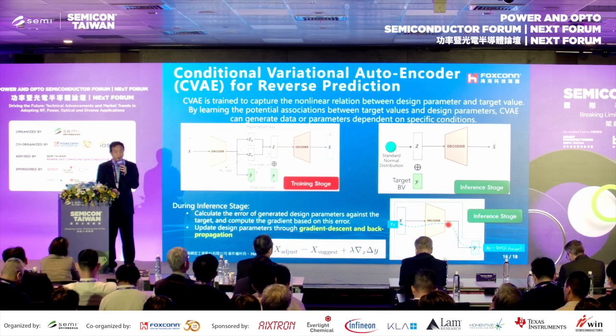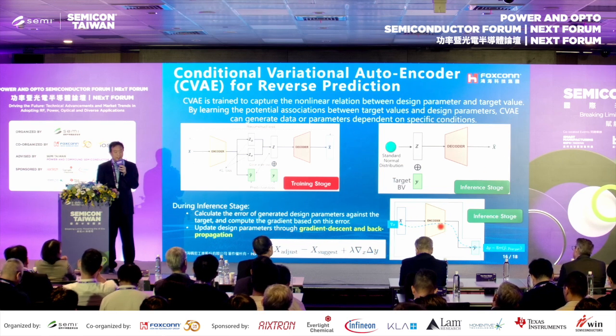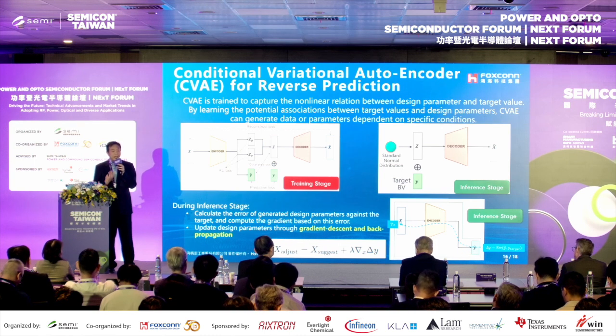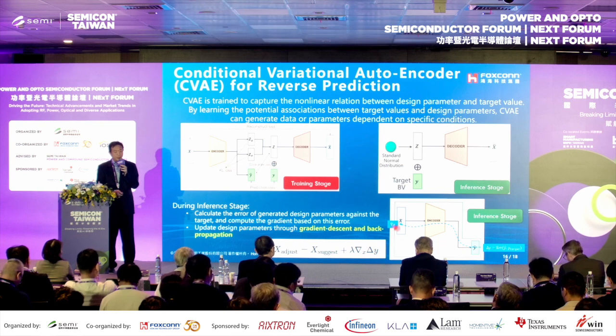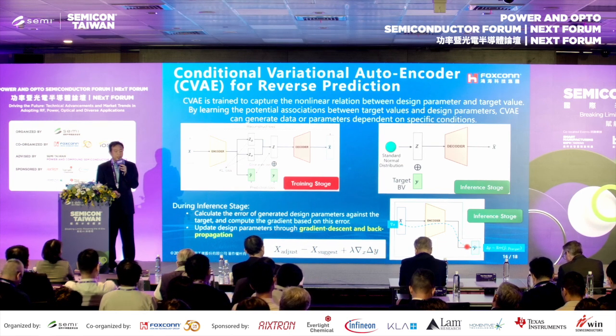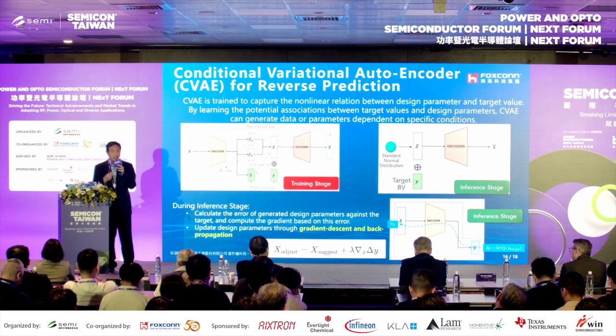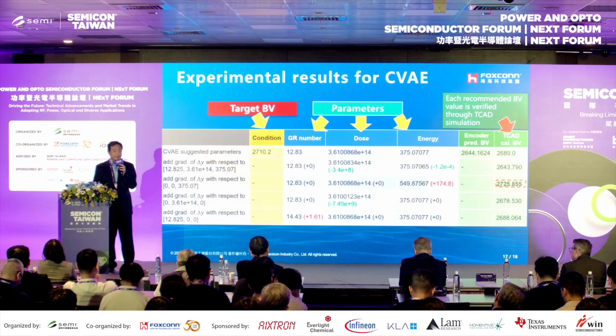Secondly, we use the encoder. We put the suggested parameter into the encoder, and it gives a predicted breakdown voltage. If this breakdown voltage is different from our requirement, we can compute their difference. By doing gradient descent and backpropagation, we can backpropagate the difference to X, and then adjust X through the backpropagation. In this way, we can adjust the parameter and get a new parameter.